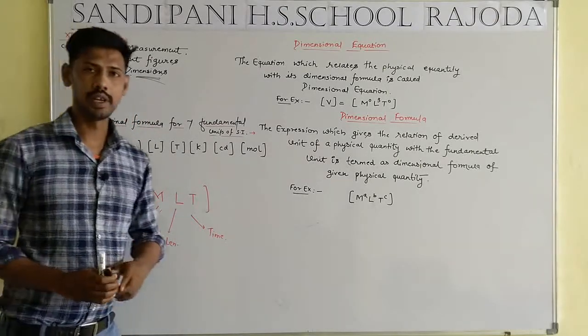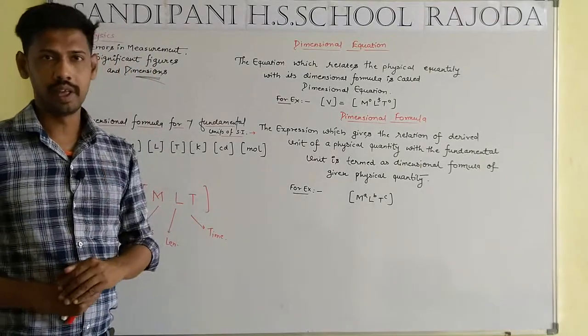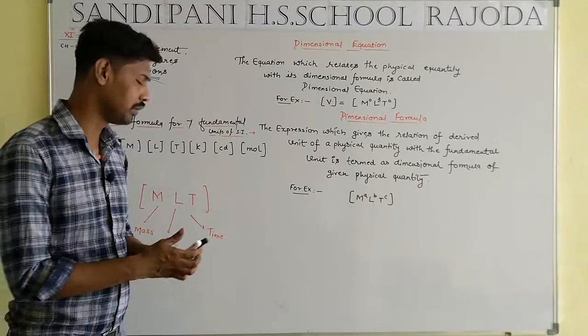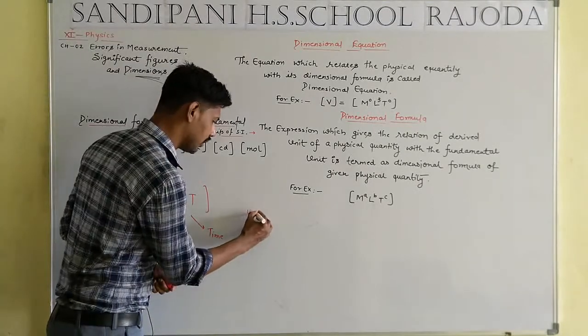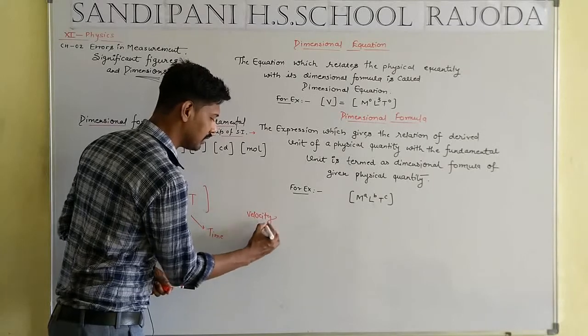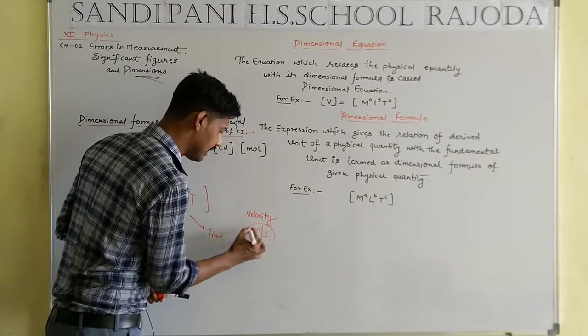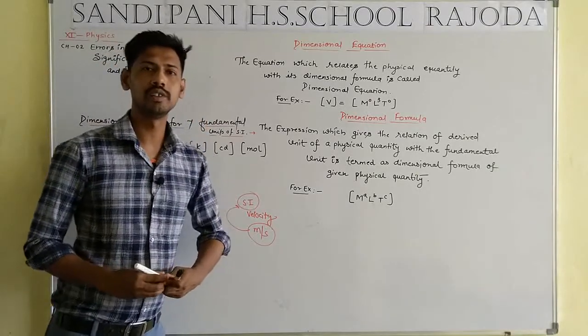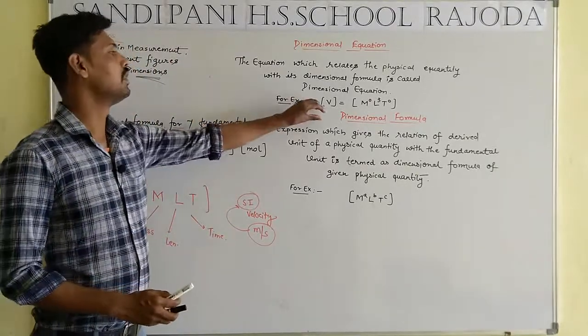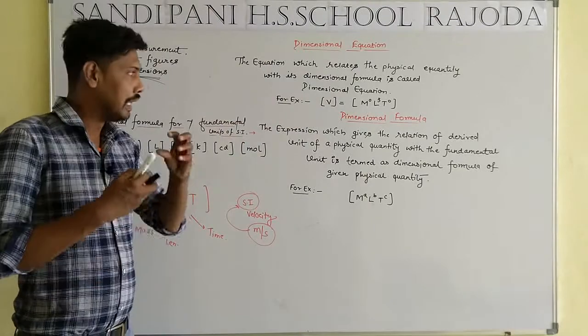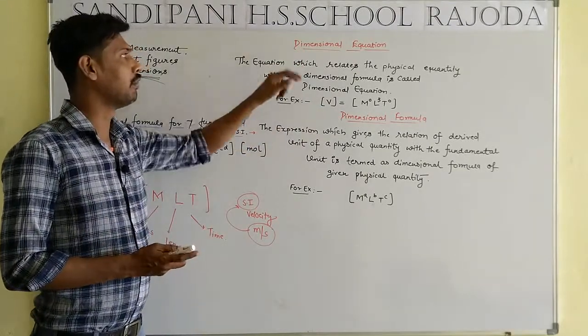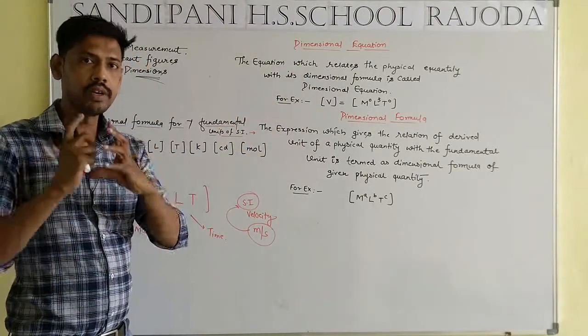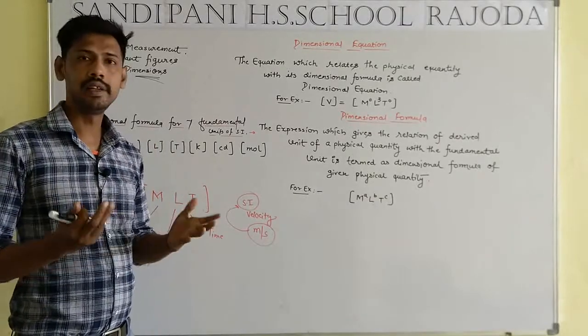Simply, in class 9th and 10th you derived SI units. SI unit, that means the SI unit of velocity. What is the SI unit of velocity? That means meter per second. This is an SI unit. But according to the syllabus of class 11th we have to find the dimensional formula. Dimensional formula and dimensional equations are both related to each other, maybe 99%.